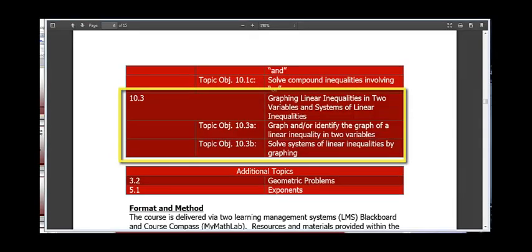Today we will be in Chapter 10, Section 3, Graphing Linear Inequalities in Two Variables and Systems of Linear Inequalities. Our two topic objectives for today are to graph and/or identify the graph of a linear inequality in two variables and to solve systems of linear inequalities by graphing.